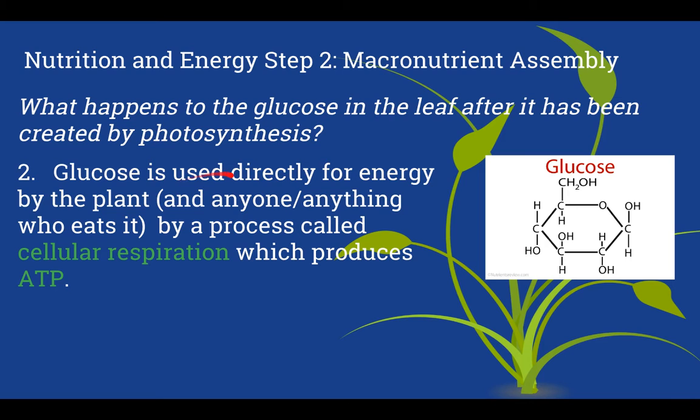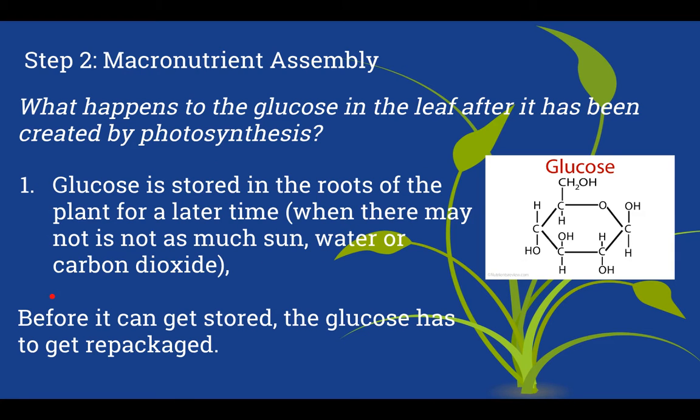So the glucose is used directly by the plant for energy, right? It's a process called cellular respiration, which produces ATP that we talk about a little bit more later. So what doesn't get used, though, gets stored. It gets stored in the roots of the plant for a later time. So when there might not be as much sun, water, or carbon dioxide, all the things that are needed for photosynthesis, the plant has some glucose molecules that it can draw upon at any time.